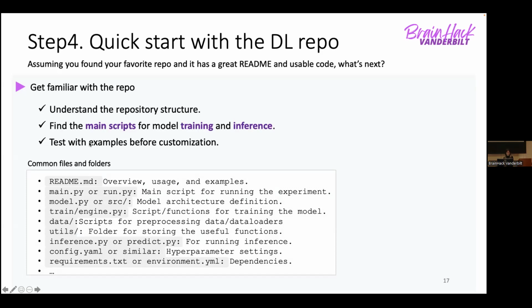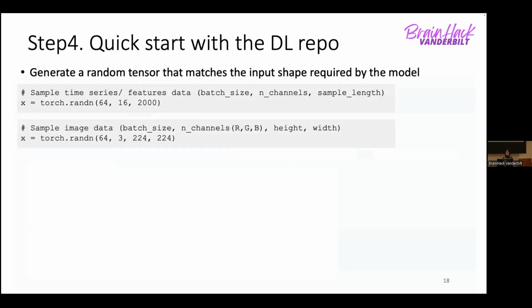And I think the most important thing here is that before customizing anything, always test the repo with provided samples or sample data. Many repos would have this kind of sample data or pre-configured settings for you to have a quick start. However, some repos might not have them, and you don't want to download the whole dataset because it can be super huge. What can I do for now? The answer is we can send random data in. Here are examples of how to quickly send random tensors into the model. We first generate a random tensor that matches the input shape required by the model.